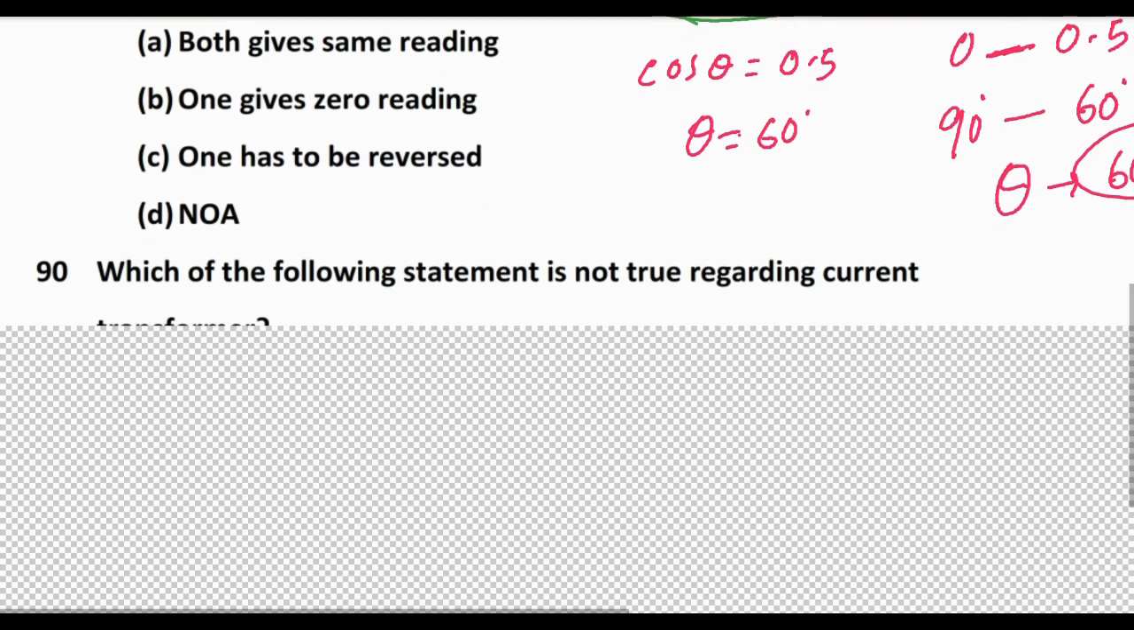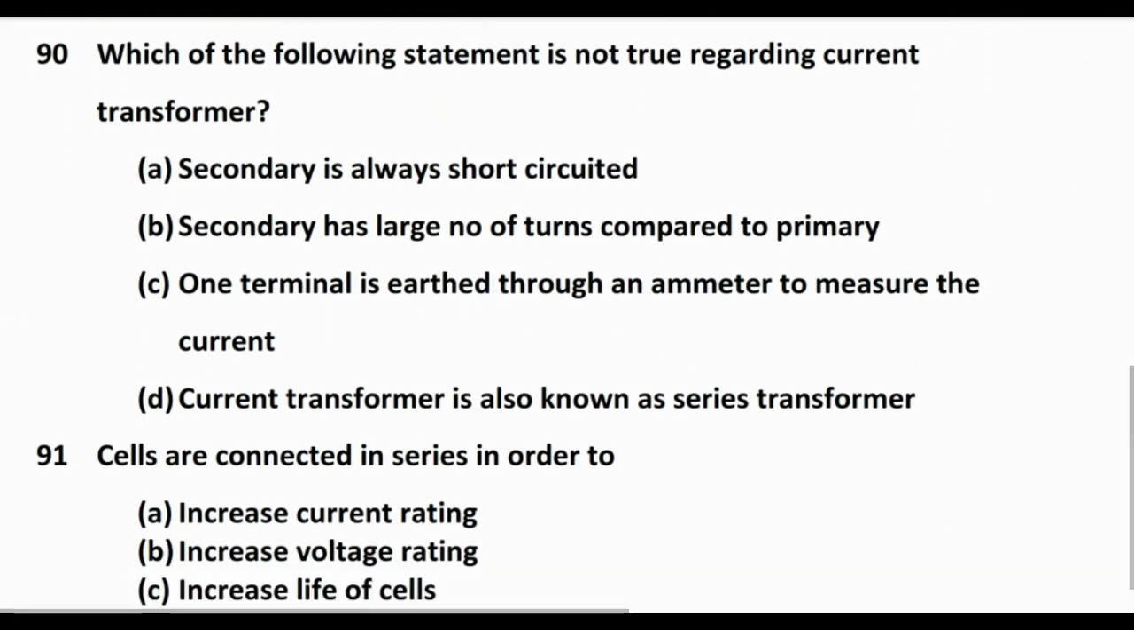So next question number 90. Which of the following statements is not true regarding current transformer? Option A is secondary is always short circuited. This is correct. Secondary has large number of turns compared to primary. This is also correct. One terminal is earthed through an ammeter to measure the current. This is wrong. Current transformer is also known as series transformer. This is also true. So option C is wrong.